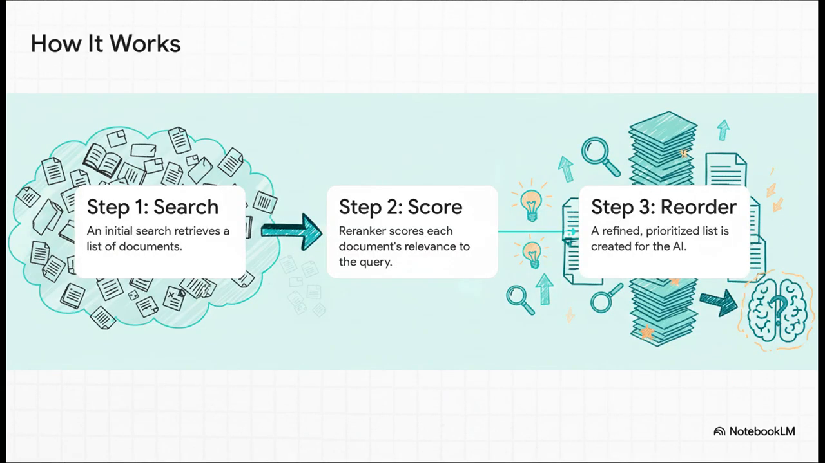The process itself is actually pretty straightforward. First, your initial search, your vector database, whatever, grabs a whole bunch of potentially relevant documents. That's our messy pile. Second, the Reranker model meticulously goes through and scores every single one against your query. And then finally, it hands over a clean, prioritized, much smaller list to your main AI model. It is an incredibly effective way to just filter out all the noise.